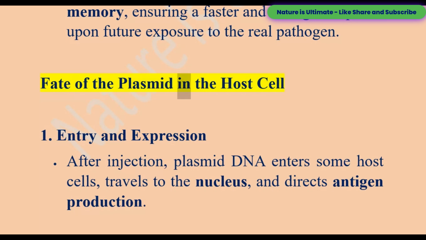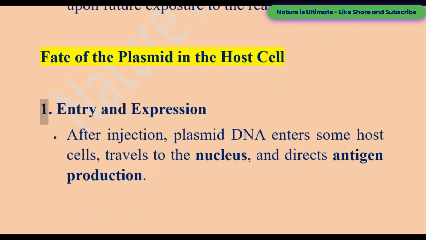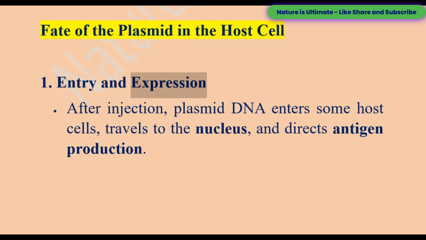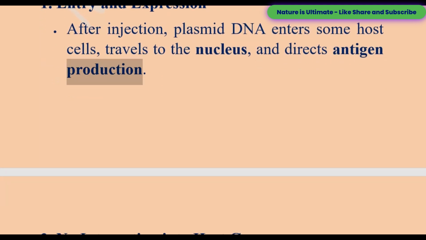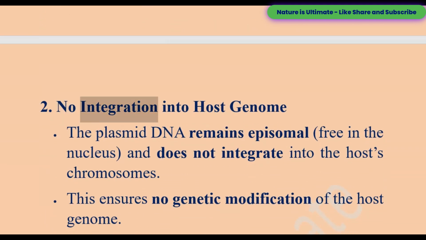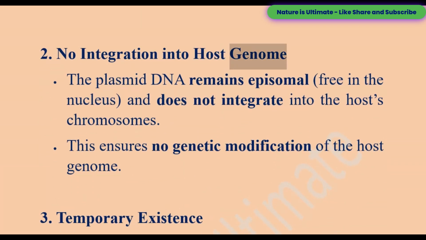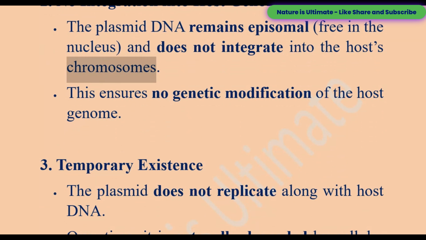Fate of the plasmid in the host cell. 1. Entry and expression. After injection, plasmid DNA enters some host cells, travels to the nucleus, and directs antigen production. 2. No integration into host genome. The plasmid DNA remains episomal, free in the nucleus, and does not integrate into the host's chromosomes. This ensures no genetic modification of the host genome.